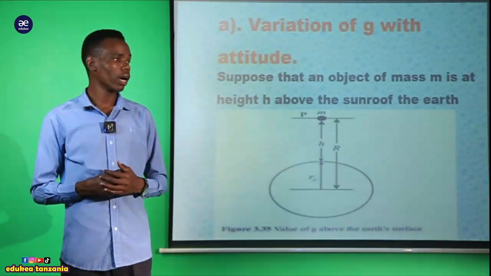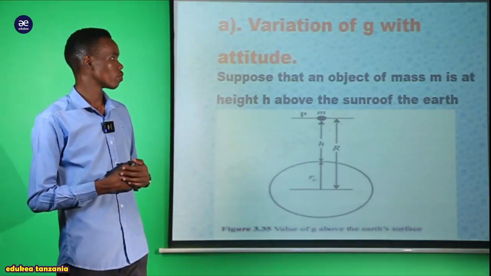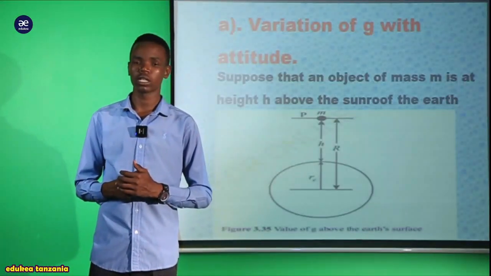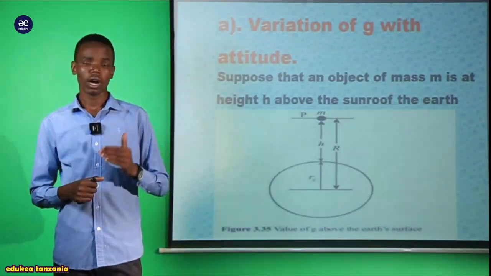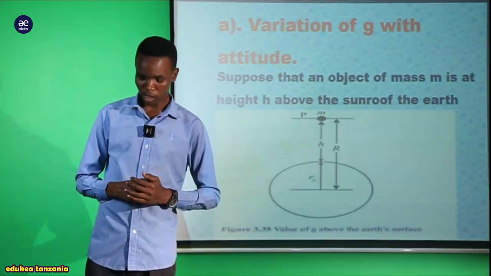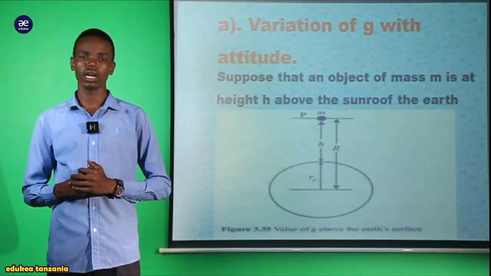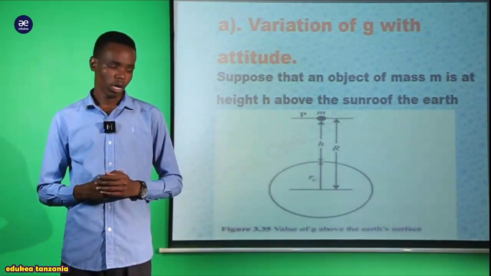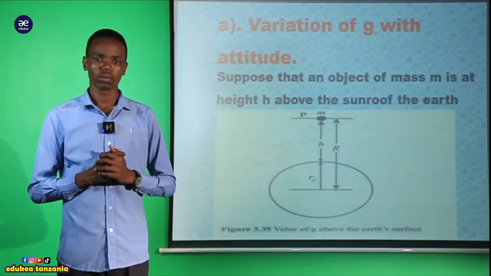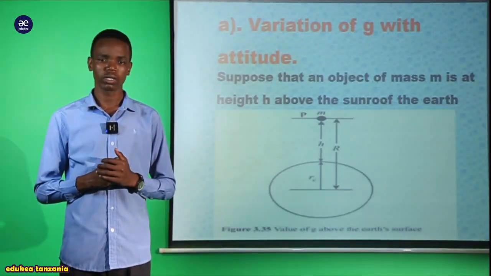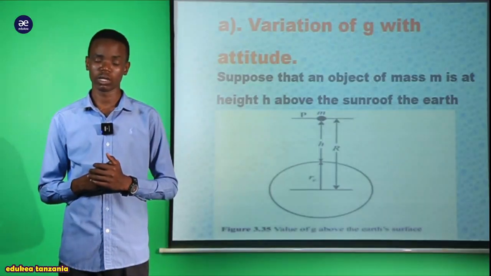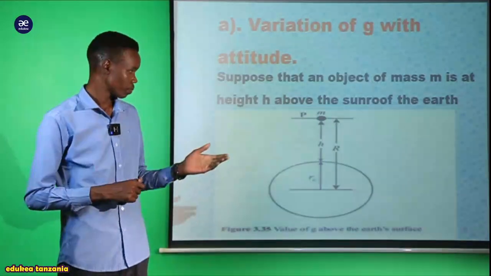So let us go and see the variation of G with altitude, because here we are going to see the factors that affect the acceleration due to gravity. One of them is the altitude. And we try to see how the altitude affects the acceleration due to gravity of the S. Once the altitude increases, my dear student, this should cause the acceleration due to gravity to change.